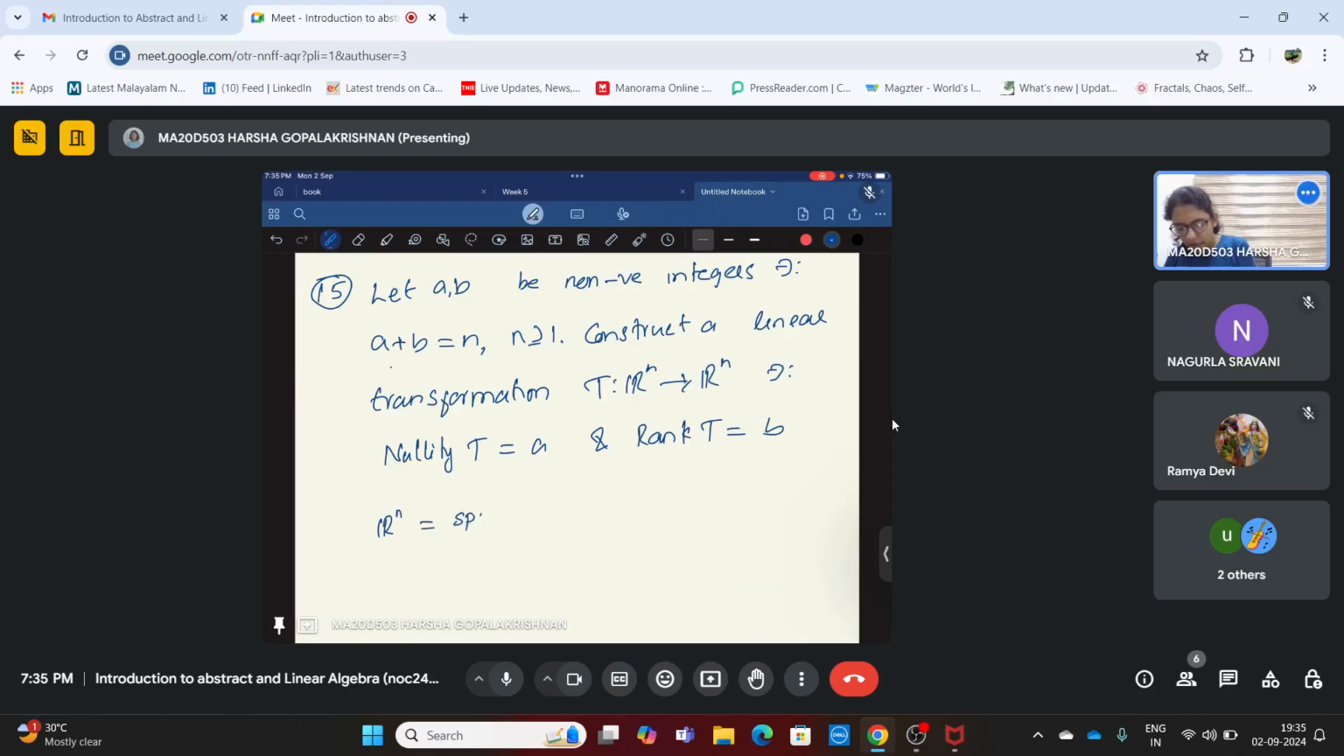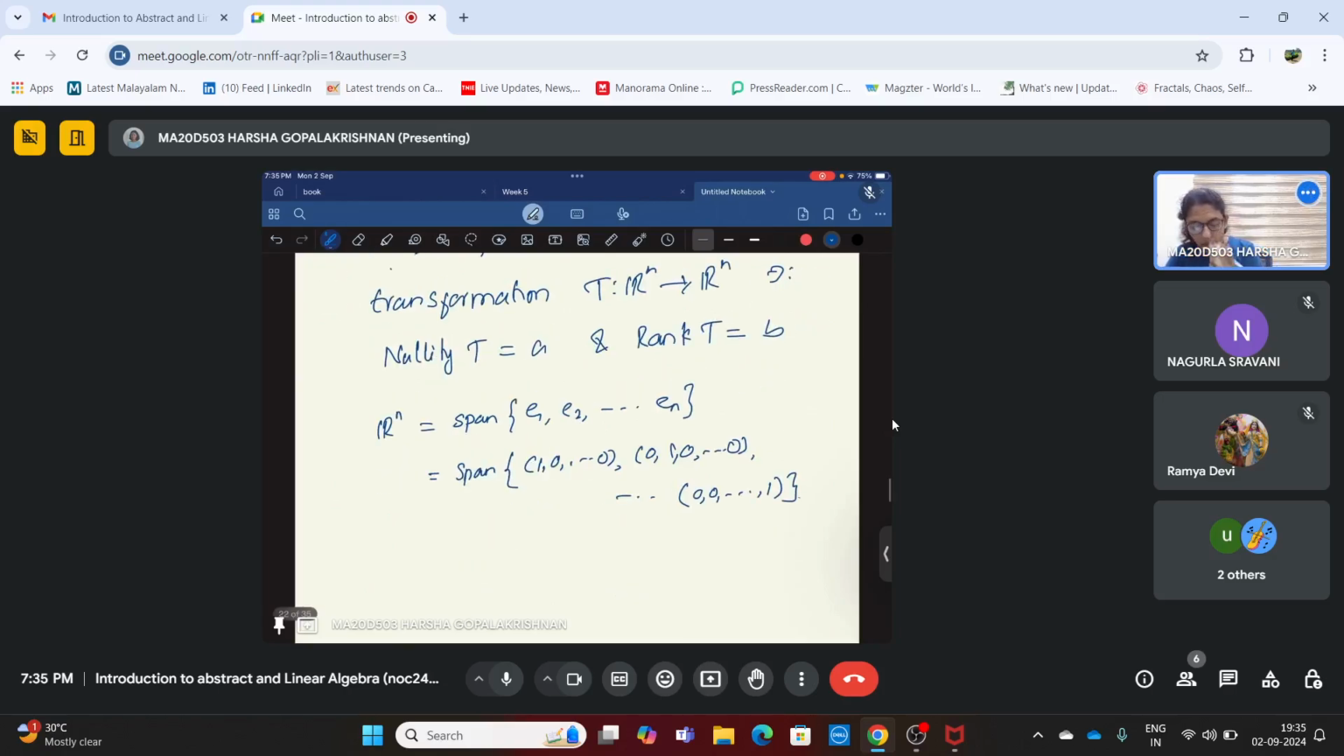Okay. Let us see. What is Rn? Rn is the span of E1, E2, etc., En. This is our standard basis. I hope you know the notation. E1 means 1, 0, 0. E2 means in the second position 1, all others are 0, etc. En means 0, 0, etc., 1. Okay. And it is given A, B are some non-negative integers such that A plus B equal to n.